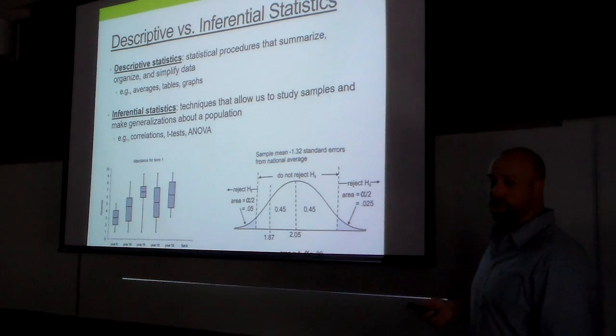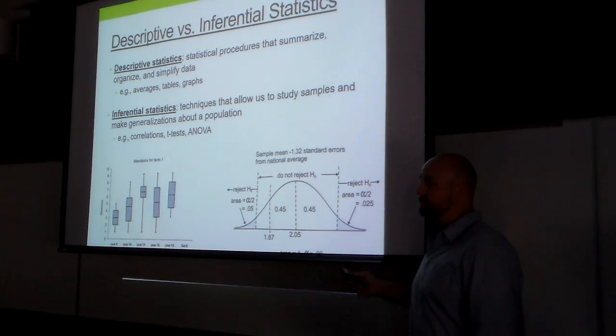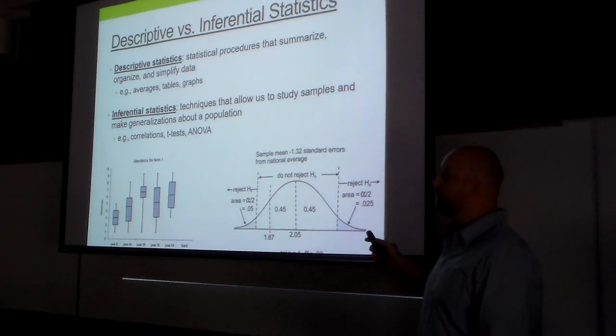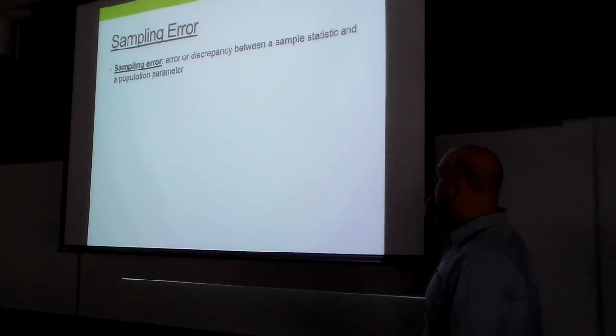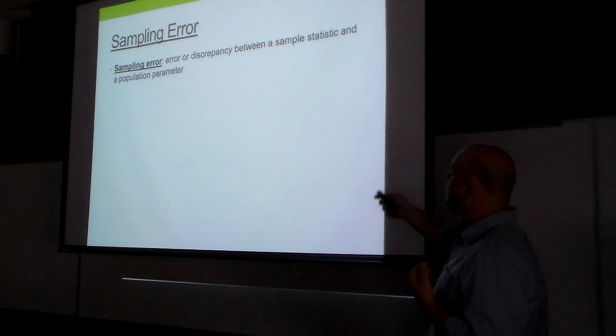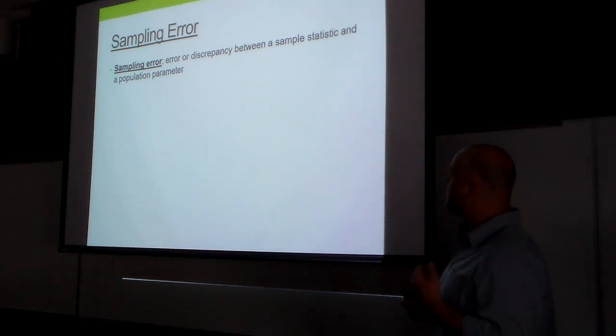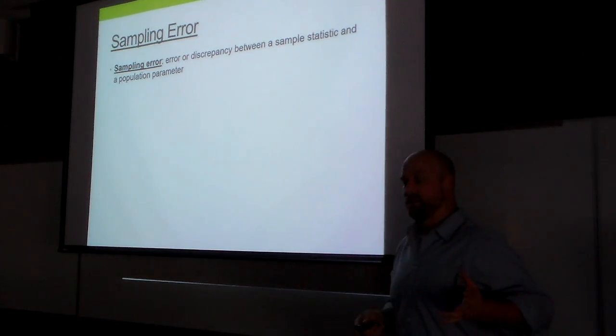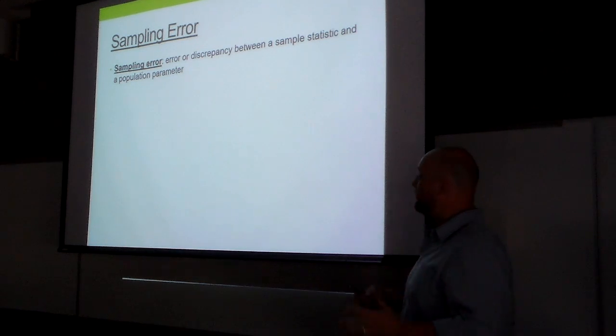All right, questions about descriptive and inferential stuff? All right, sampling error. Sampling error is the error or discrepancy between a sample statistic and a population parameter, okay? This is all sampling error is, right?